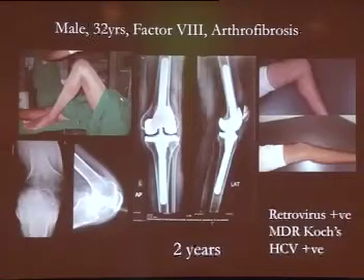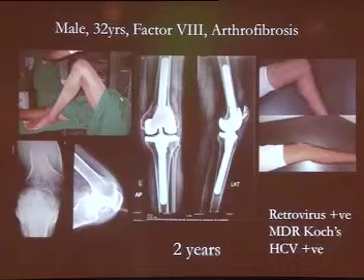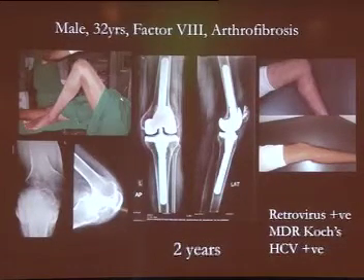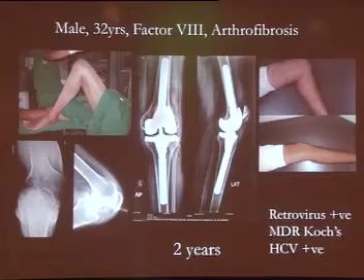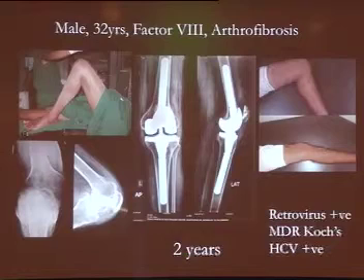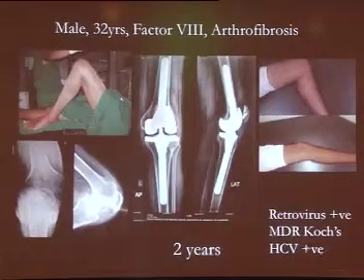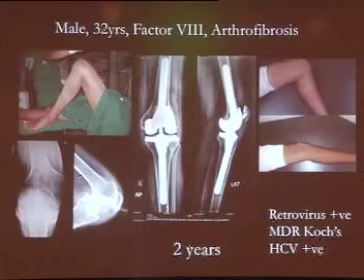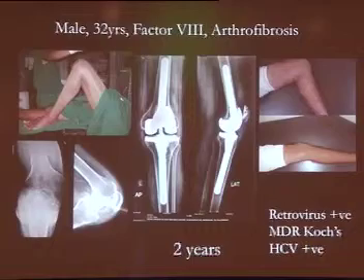Last is a 30-year-old male, factor 8 deficiency, with gross arthrofibrosis. It is a fixed flexion deformity of about 120 degrees, and there is fibrosis of the joint as well. We did a 3-stage procedure, first to release the soft tissues and do a plaster cast correction. In the second stage, we did a total arthroplasty, still with 40 degrees of flexion deformity. In the third stage, we again did plaster cast correction, and at the end of 2 years we achieved up to 90 degrees of movement. This patient was retroviral positive with multi-drug resistant TB and hepatitis C positive.